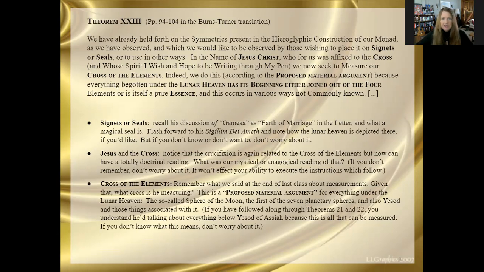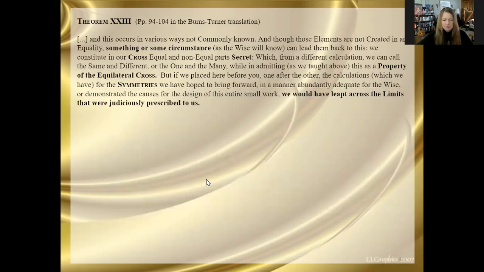You can also equate it Kabbalistically with Yesod, but as you know from theorems 21 and 22, that's Yesod in the world of Asaya, Yesod of Malkuth. It's only from there down that measurements make sense anyway. That's where you can measure things the way he's doing it here. And one more time with the snarky line, but if you don't know what that means, don't worry about it. You can still draw the picture here that he's wanting you to draw.